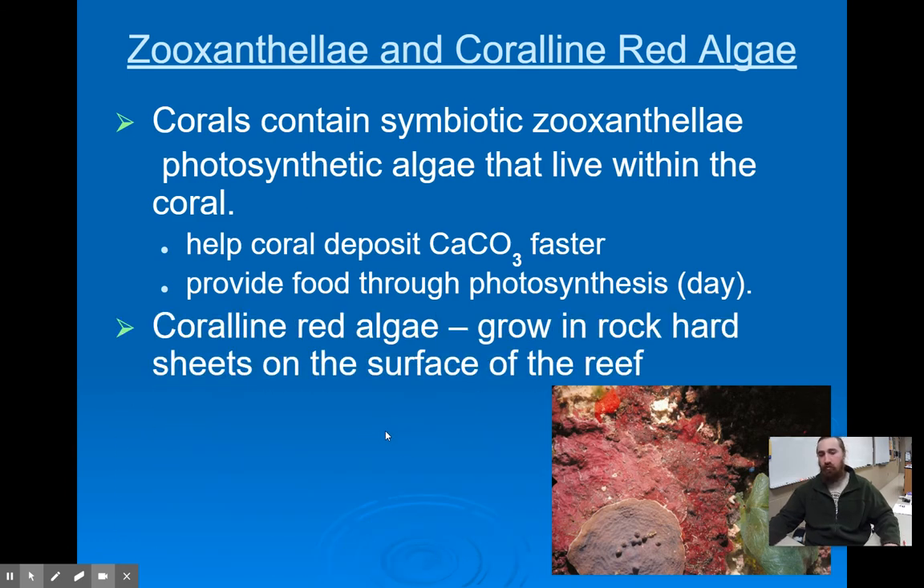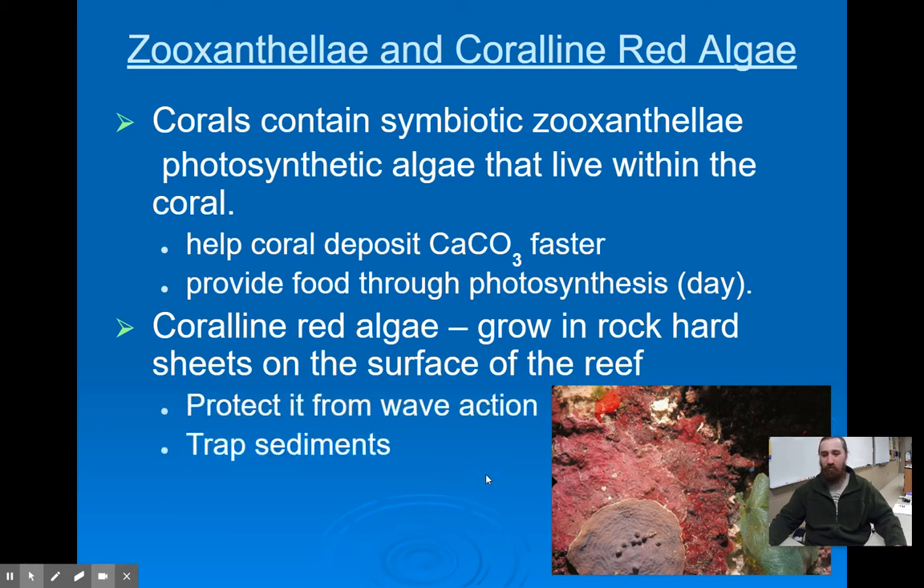Now, this red algae does grow in rock. It's hard sheets on the surface of the reef. What this is going for, guys, is we all know the ocean has waves and has a lot of structure, so it protects us from wave action and from trapped sediments. So as things bang up against the coral reefs, this red algae is supposed to be saving it from actually breaking down. And it's actually trapping sediments to allow for more growth and for more food just to be in the coral reef.